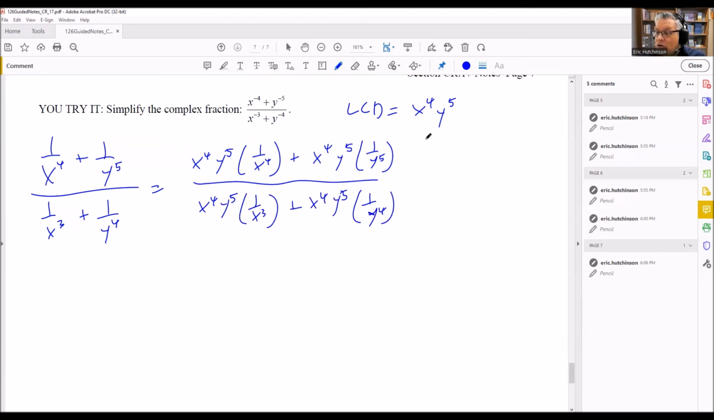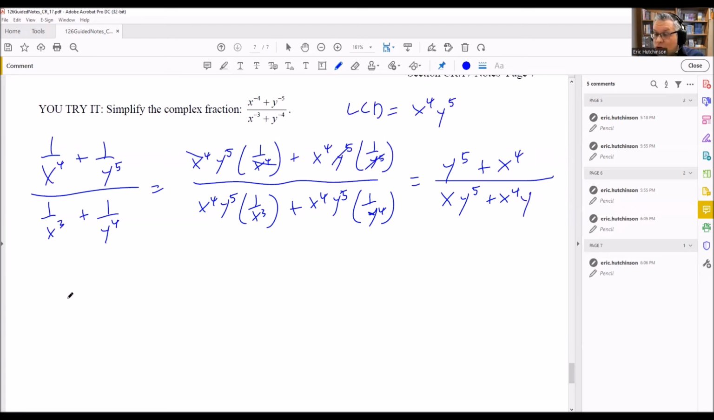So now the next thing we're going to do is reduce this. This one, the x to the fourths are going to cancel out completely. It'll be left with y to the fifth. This one, the y to the fifth cancels out. You just get plus x to the fourth. This one, x to the fourth, 4 minus 3 is just x to the first power, and you have y to the fifth. And then over here, we've got x to the fourth, but then the y's, 5 minus 4 will just give you y to the first power.